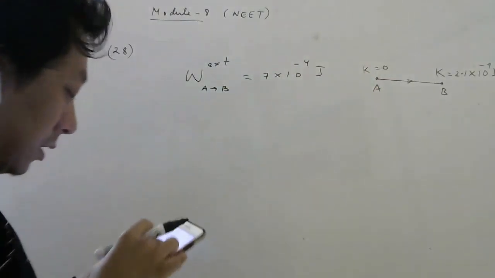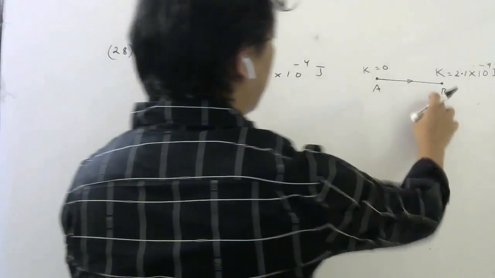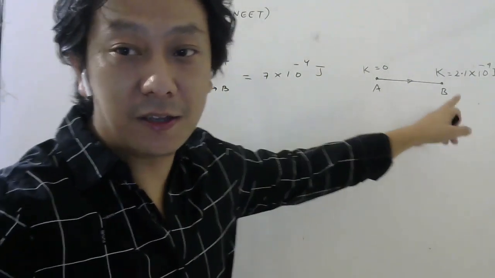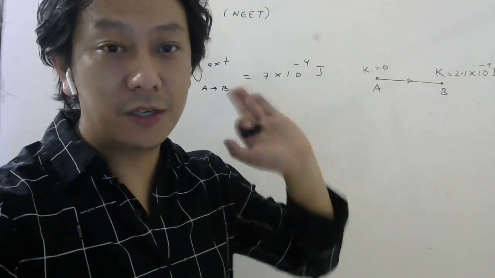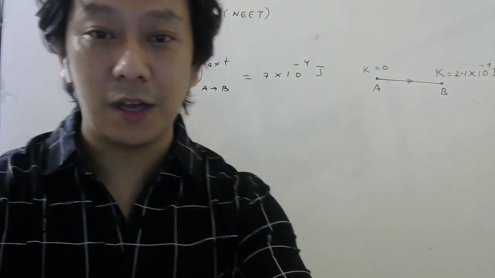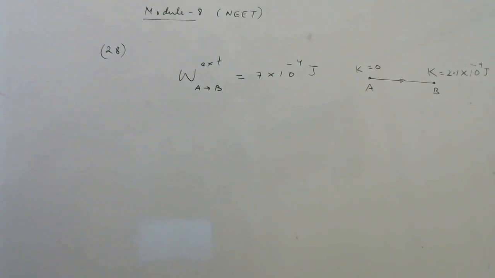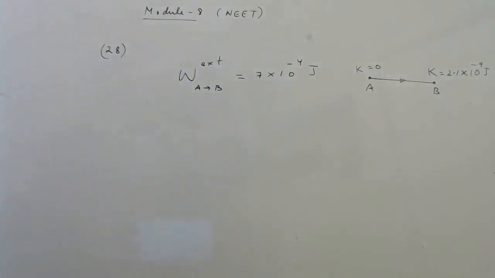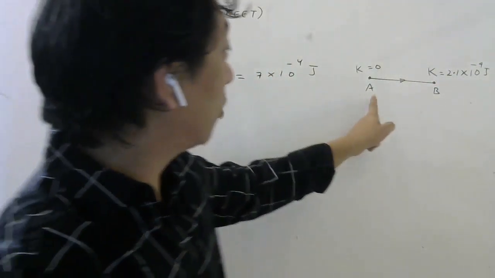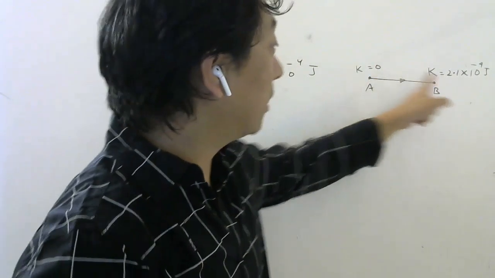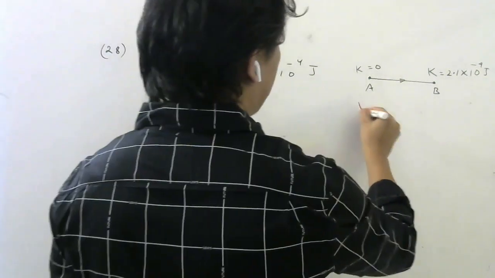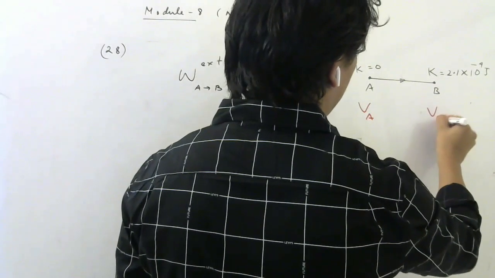They want you to just compare potential of this point with this point. Okay, they just want you to compare whether this point is at higher potential than this point or this point is at lower potential. That comparison only they are asking. We don't have to do any calculation. However, what is the clue here? Look here. External force is moving the charge. Please understand here. External force is moving the charge from point A to point B, and kinetic energy has increased. So this point is at potential VA, this point is at potential VB, let's say.